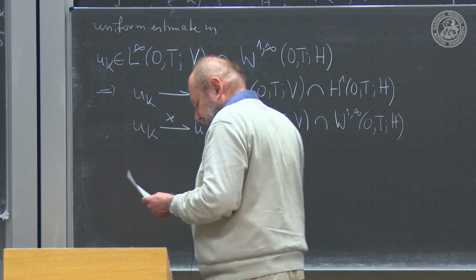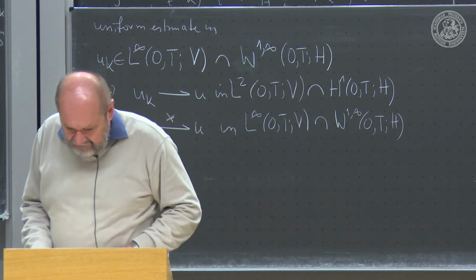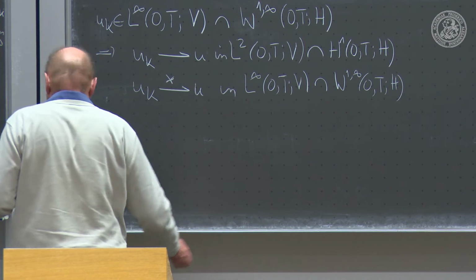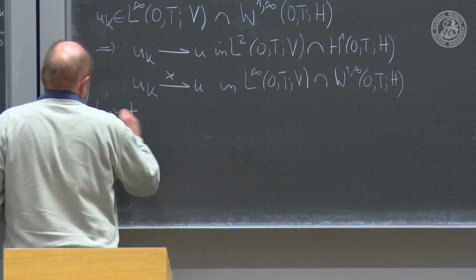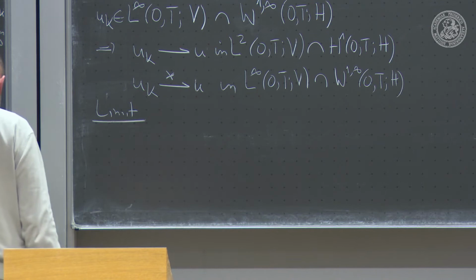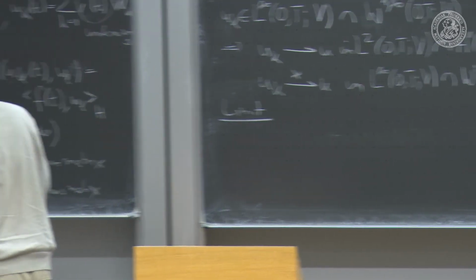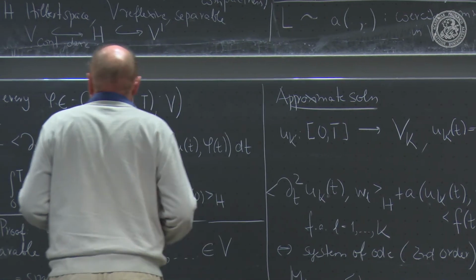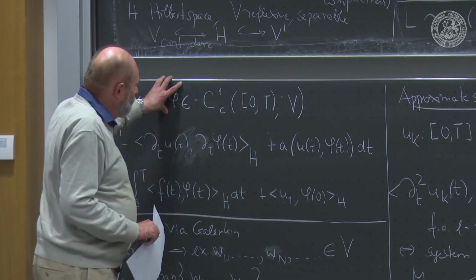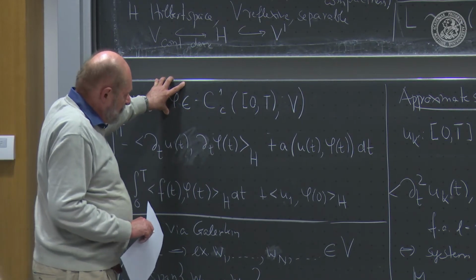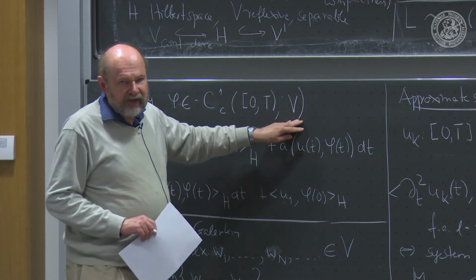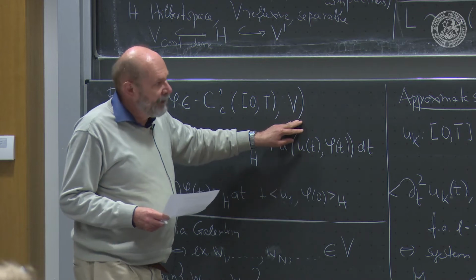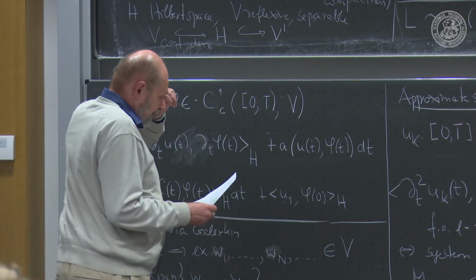So, okay. So what does that mean? Now we have to go to the limit. We have to go to the limit, and if we now look here at the formulation of the weak notion of solutions, we have to allow for certain test functions which are time dependent with values in V.